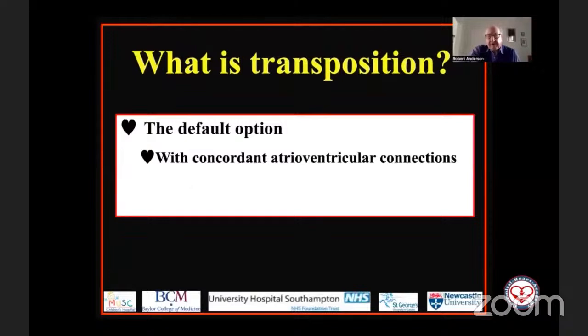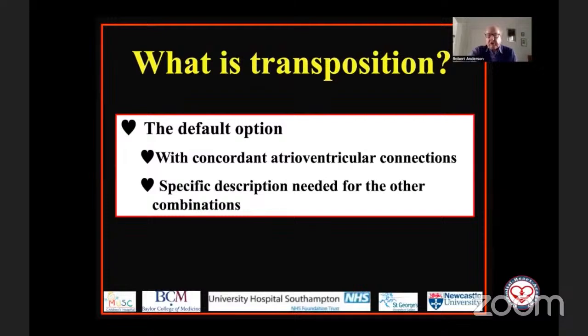So we need to come back and ask, what is the default option for the lesion we're going to call transposition? And I would suggest to you that the default option is the combination discordant ventricular-arterial connections with concordant atrioventricular connections. And we can simply call that combination transposition. And for all those other variants, we can give specific descriptions such as congenitally corrected transposition, transposition with double inlet ventricle, or transposition with tricuspid atresia.